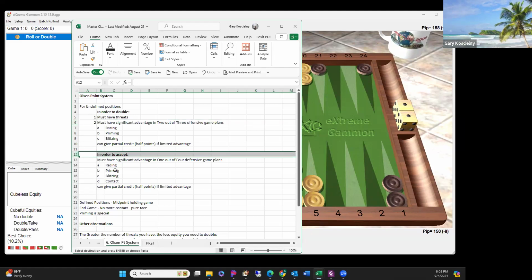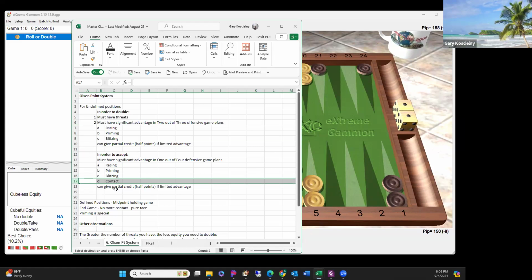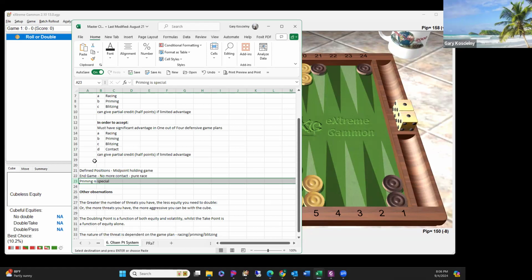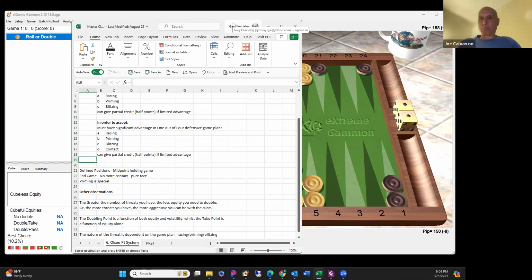And then to accept a cube, there's an additional game plan you have, but you have to have an advantage in one of them. And the additional game plan is contact, essentially if you have an anchor. And also you can have partial credit points and things like that. And this is for undefined positions. There are defined positions, things like midpoint holding games, end game. And he also mentions priming is special.